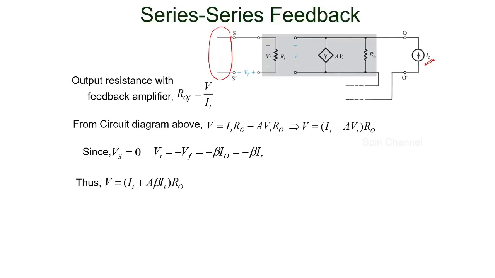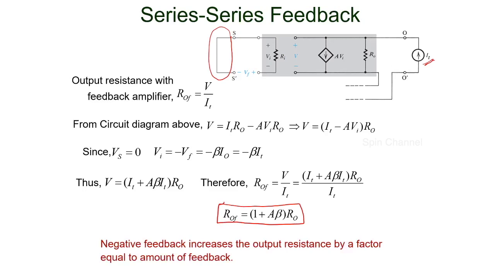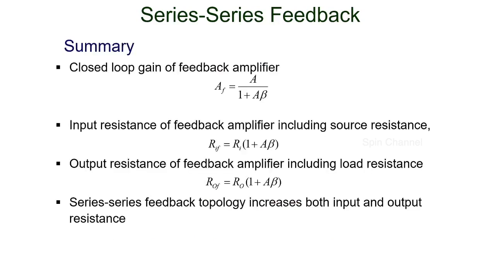On substituting the values for Vi, we end up with an expression for R0f. On simplifying, we get R0f equal to 1 plus A into beta, into R0. So the negative feedback increases the output resistance in a series feedback amplifier by an amount equal to the amount of feedback, 1 plus A into beta. To summarize, the series feedback topology increases both input and output resistance of the amplifier.